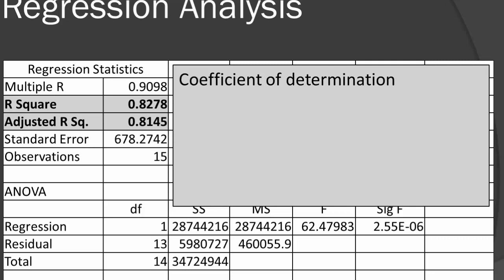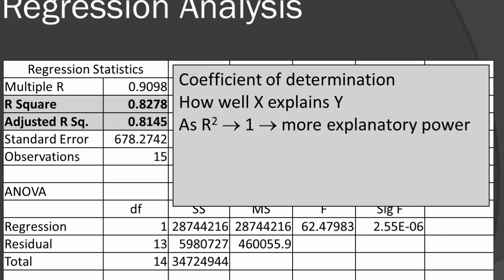Now let's take a look at R squared. That's called the coefficient of determination. And what it tells us is the proportion of the variability in Y that is explained by knowing something about X. As R squared gets closer and closer to 1, that means that our model has more explanatory power. If R squared was 1, that means knowing X would tell us everything that we need to know about Y.